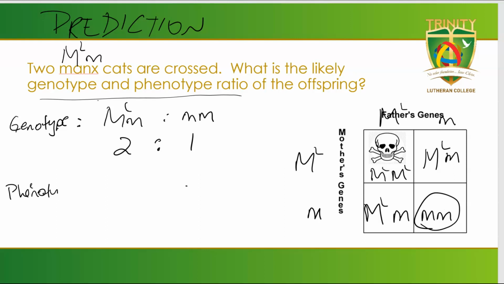Your phenotype ratio, we've only got 2 phenotypes here, Manx and normal. It's really important that you define your ratios so that we know which one is which. So Manx, we've got 2 of them, and normal, we've got 1. So here are your genotype and phenotype ratios for this prediction.